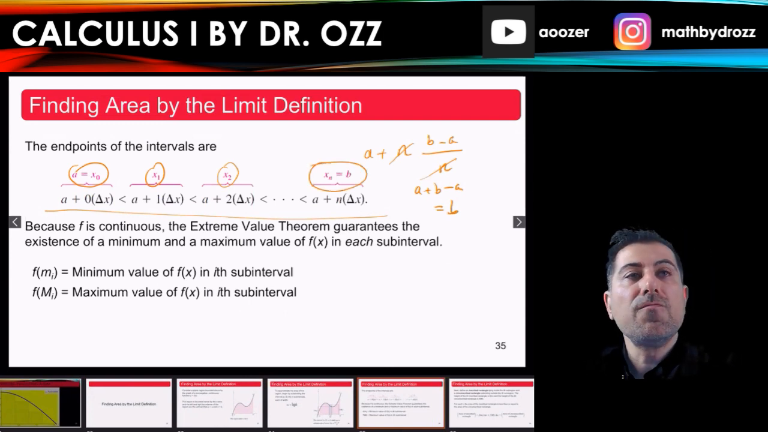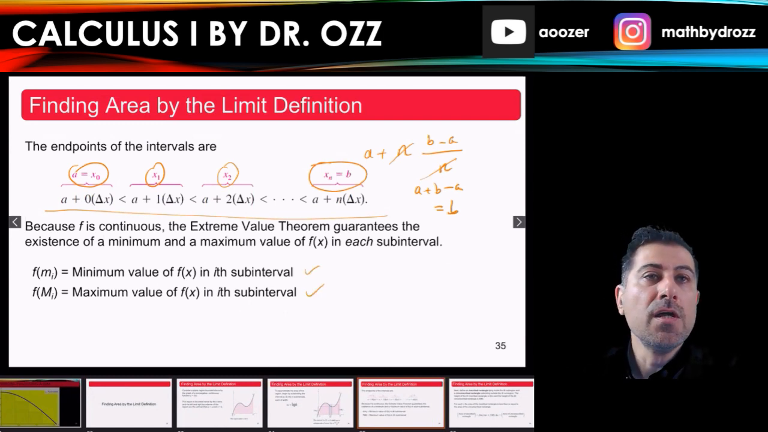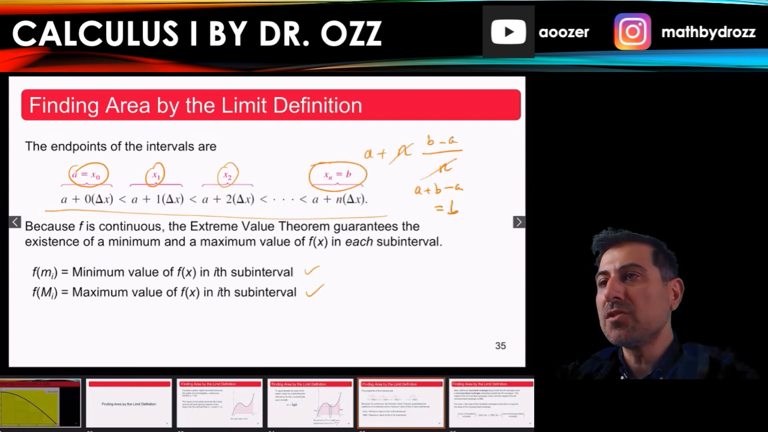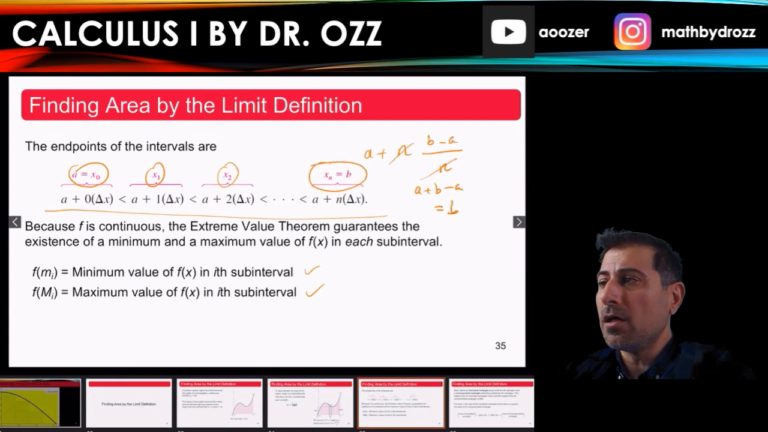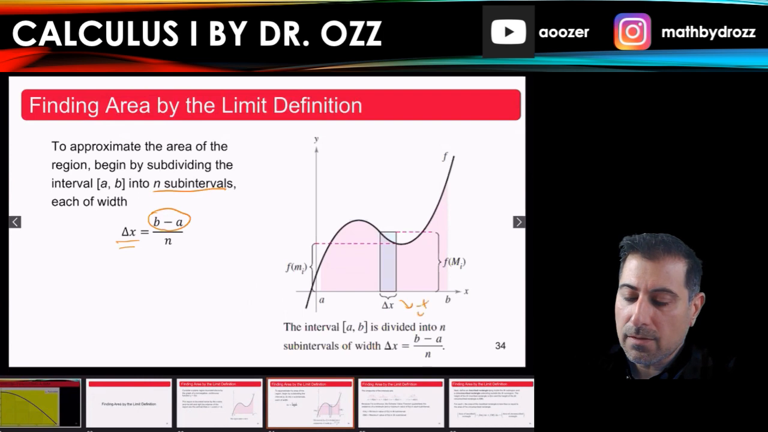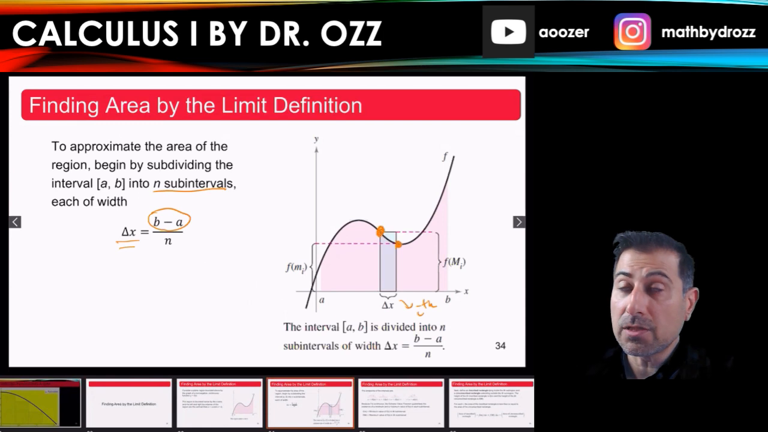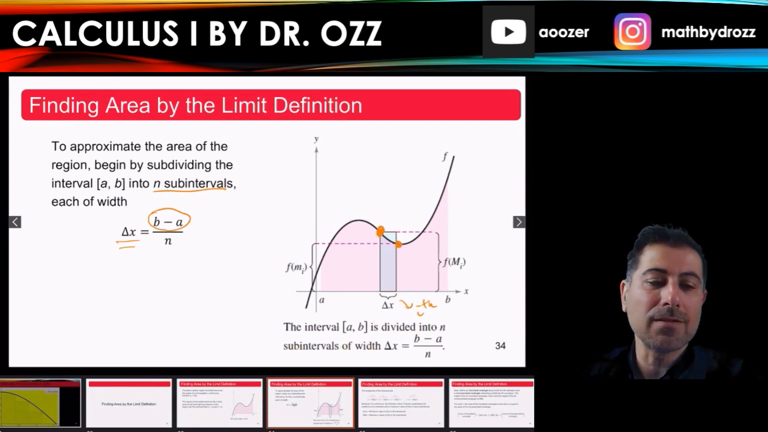All right, so we know that we have a continuous function on a closed interval, and we should have the minimum and the maximum achieved. So I'm going to call f of m sub i the minimum of the function value in the ith subinterval, and f of capital M sub i the maximum value of the function on the ith subinterval. Okay, so let's say this is the ith subinterval. You have the minimum achieved here, maximum achieved here. So I'm going to use these two values to find the inscribed and circumscribed rectangles.